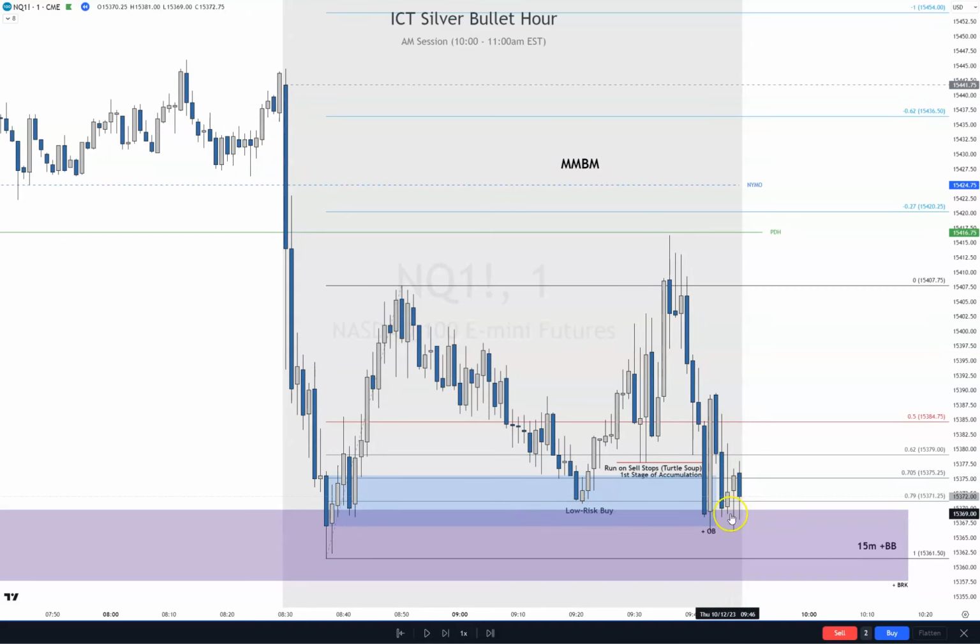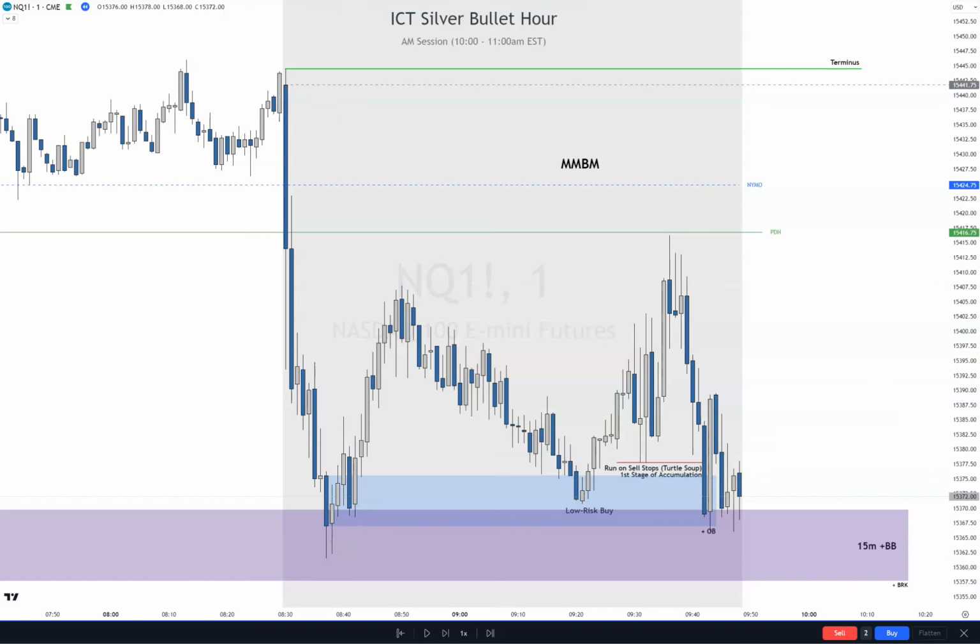This is when the person in the group that leads the group took their entry right here. They like to trade the turtle soup entries, so they took their entry right here, and the target is the terminus over here, right? That's the high of the market maker model right here. And how'd they get that? Well, when you pull your fib, let me just take this fib off.